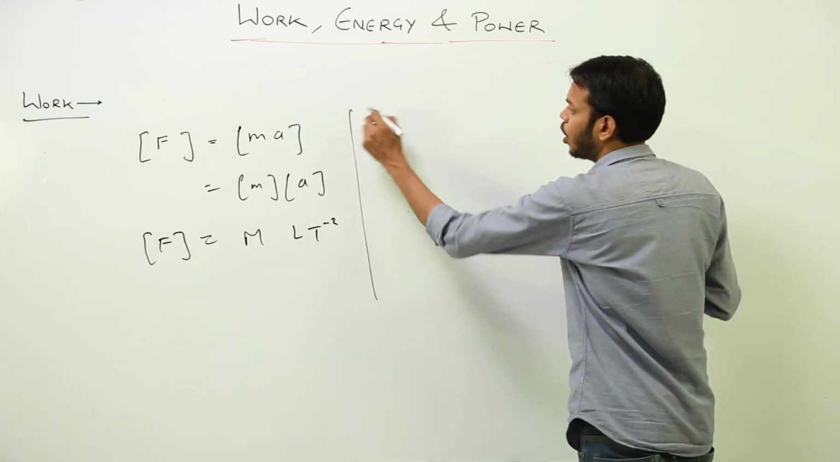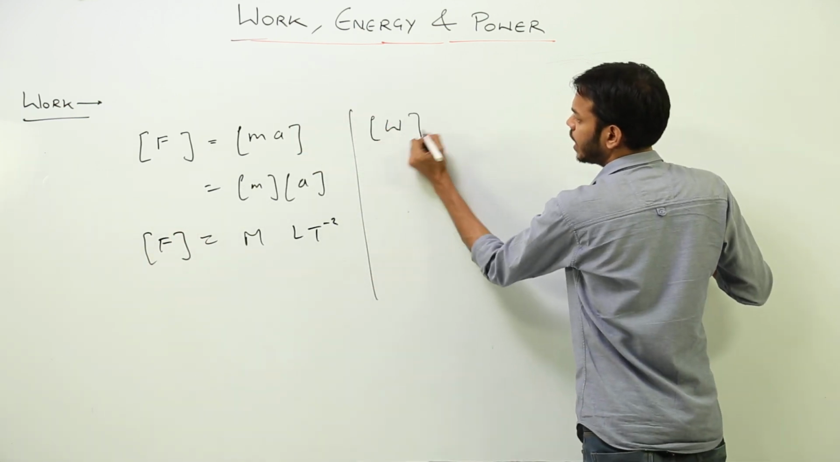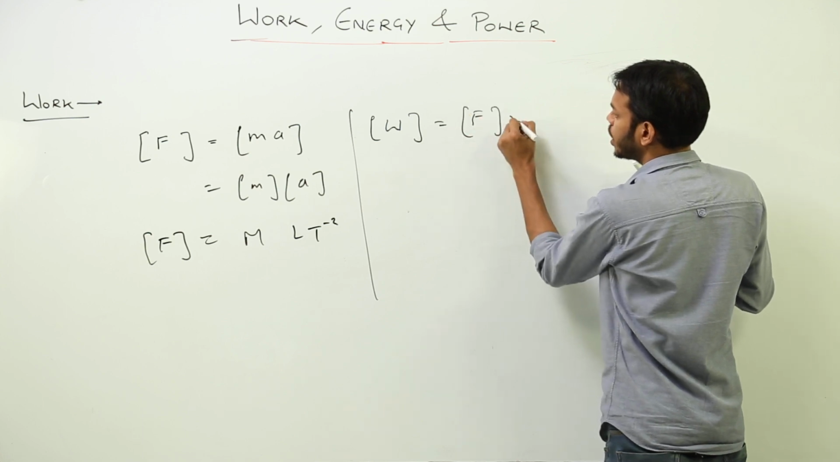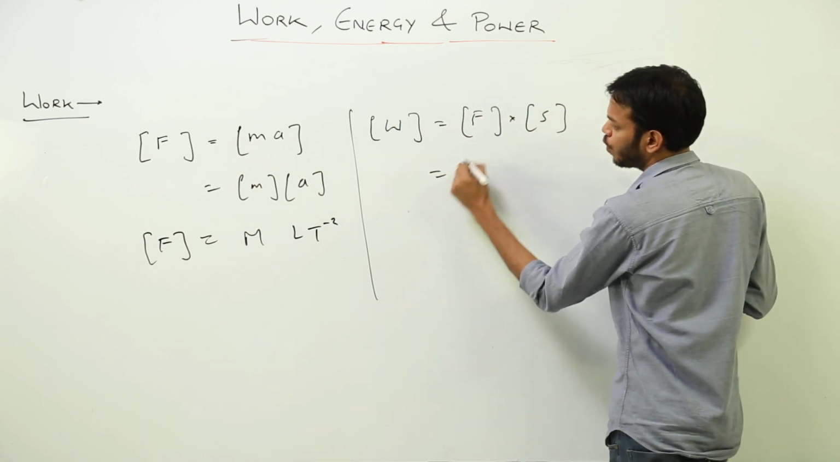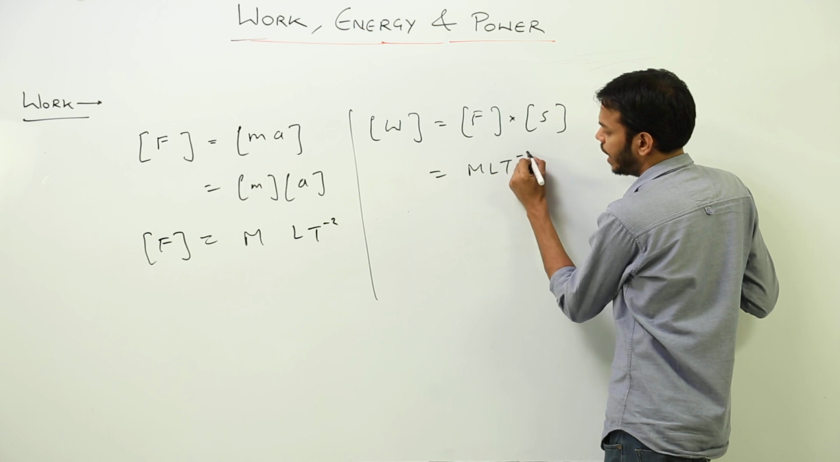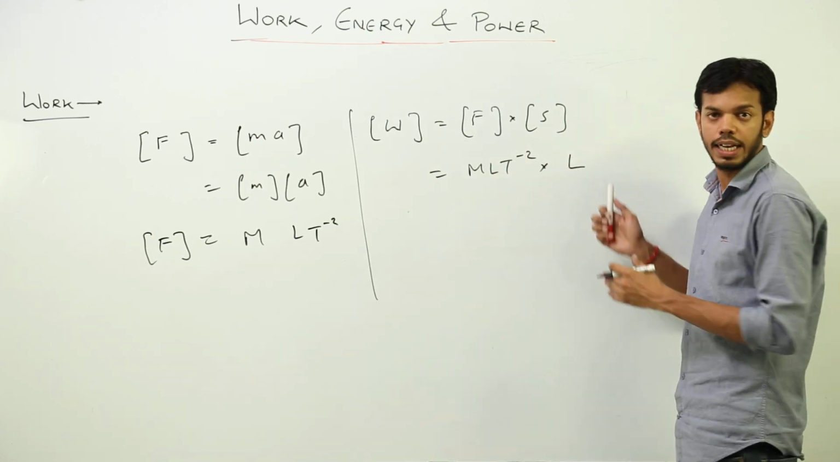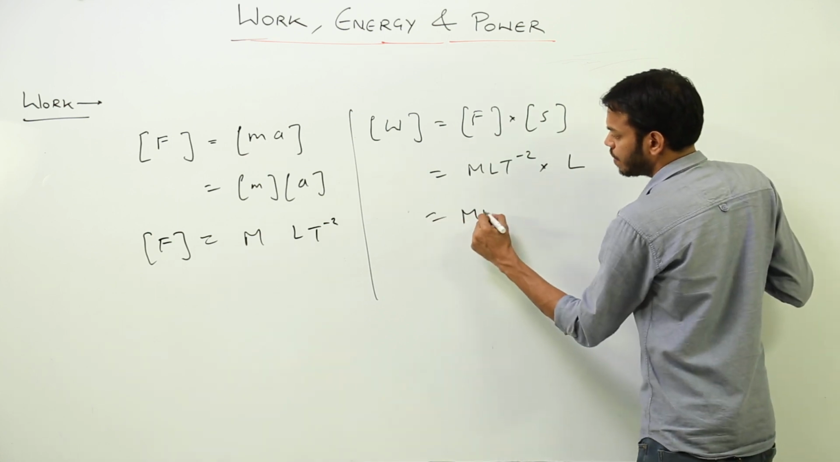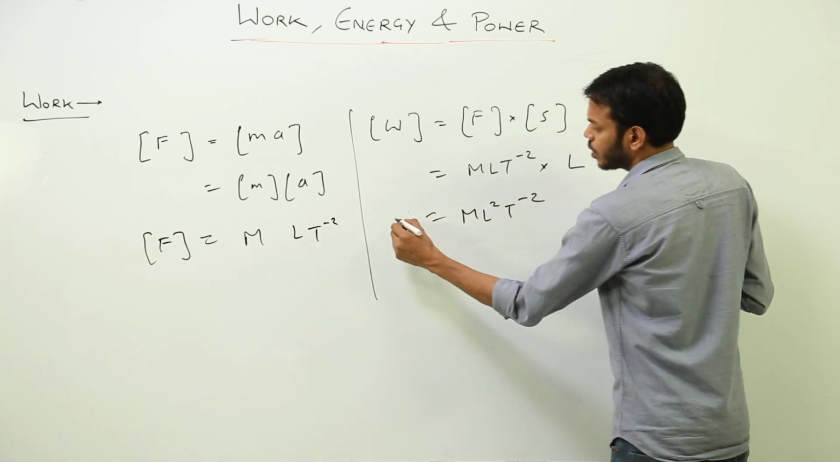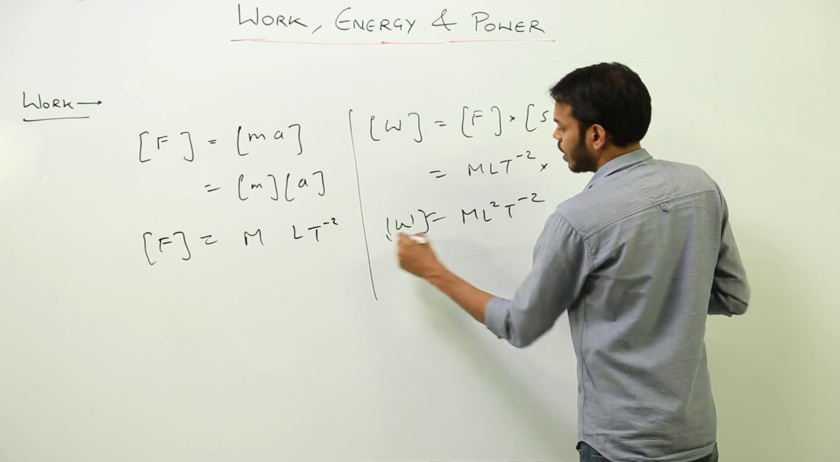So the dimensional formula of work would be the dimensional formula of force into the dimensional formula of displacement. Force is M L T minus 2 into displacement, whatever the units would be, it will be L in dimensional form. So this becomes M L square T minus 2. So this is the dimensional formula of work.